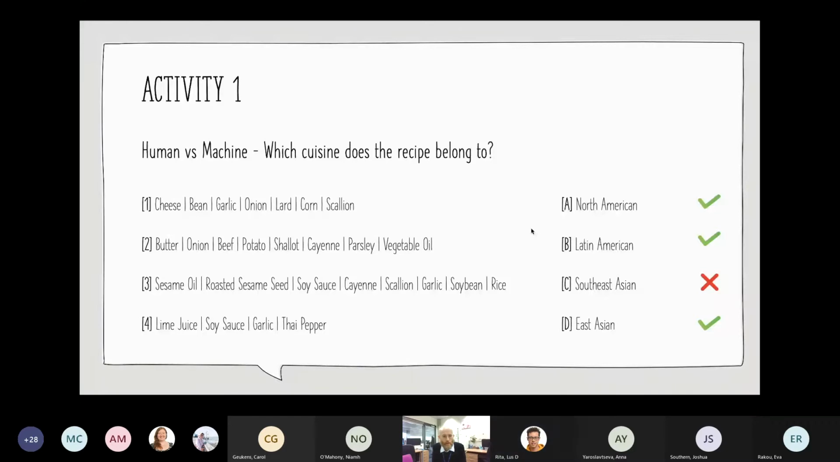So, Luis, on this slide, in a way, it's already been answered, hasn't it? So we know that the algorithm could or couldn't predict in these cases. So what do you want us to do? In the chat box, just write list of ingredients 1, and then the letter on the side. List of ingredients 2, and then the letter on the side, whether you believe it belongs to cuisine North American, Latin American, Southeast Asian, or East Asian, for example. I would do something like 1A. Yeah, exactly. That was my prediction. Okay. Just to make it easier.